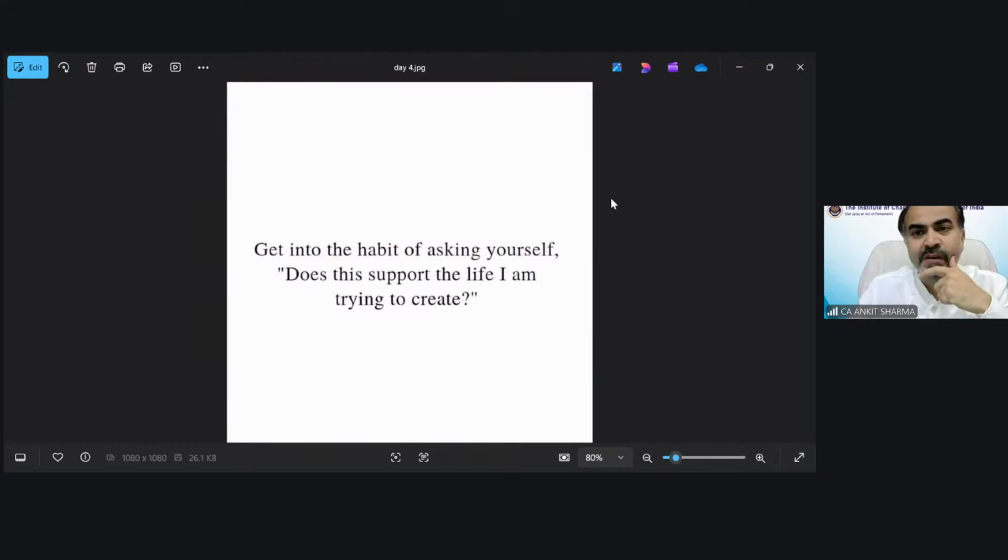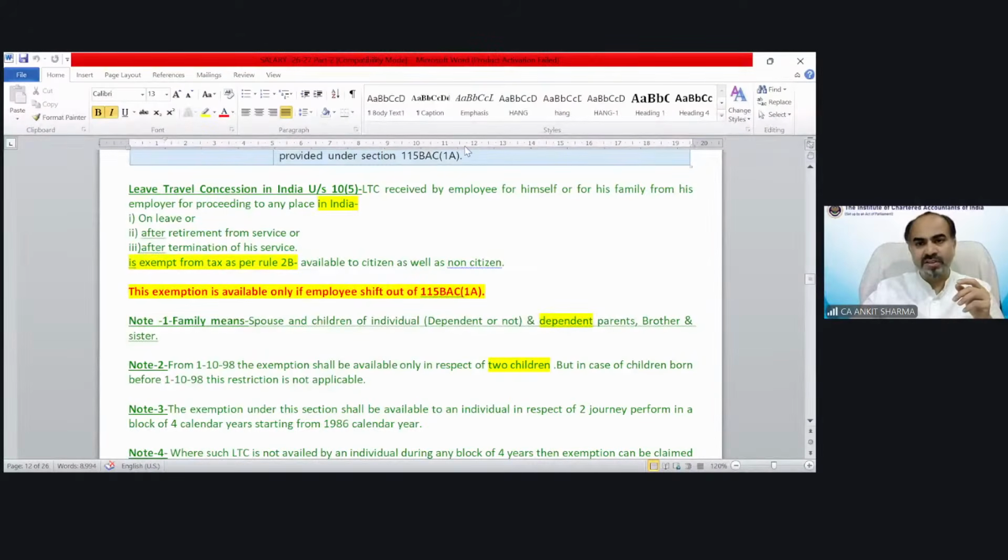And now we are moving forward to today's provision. In the last session, we were discussing the leave travel concession in India under section 10(5), and we have gone through the basic provision of this concept.